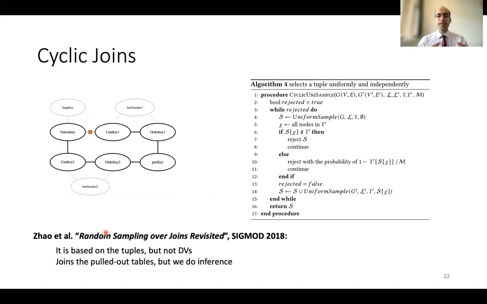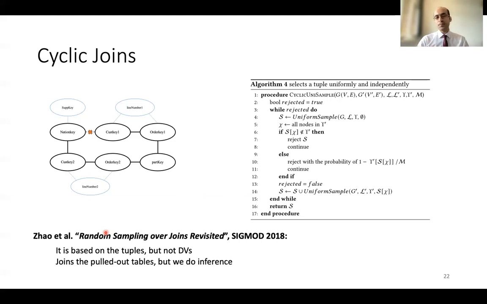They pull out tables, not nodes or edges. They pull out full tables from the join to make the joins acyclic. But we pull out just some edge or just one attribute from the graph. And also, if they have to pull out several tables, they do an actual join over those tables, which is not efficient, so we want to avoid it.